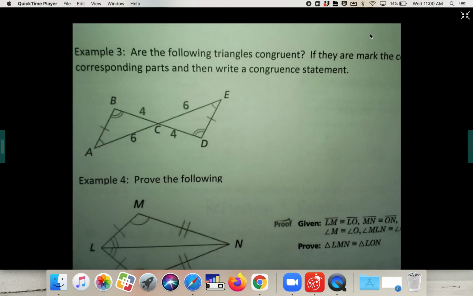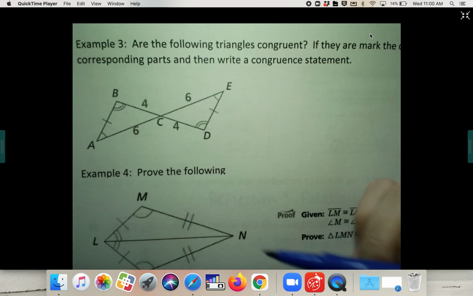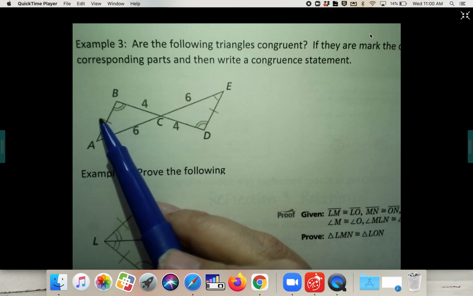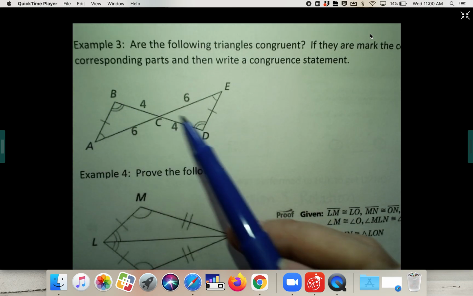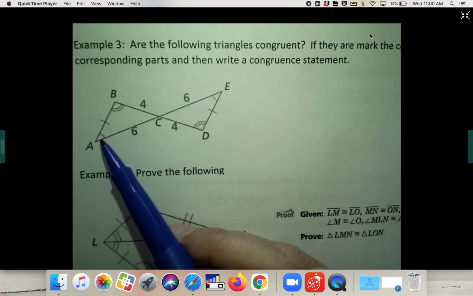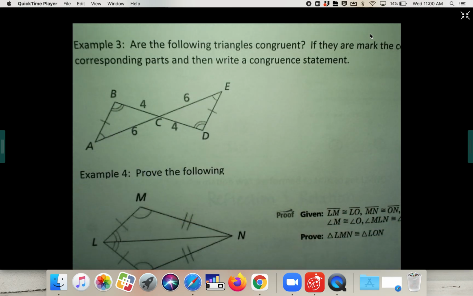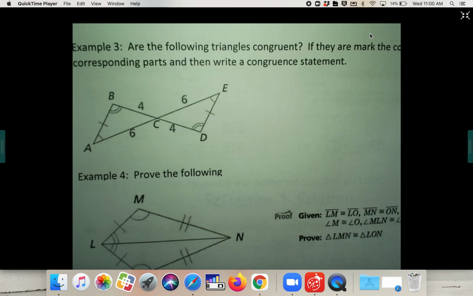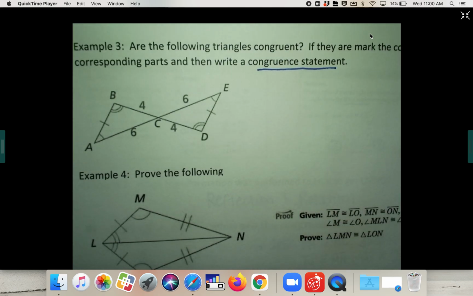Okay, let's turn it over to the back. So now we're going to actually start working our way into real proofs. Are the following triangles congruent? Mark it up. So I see that we have a single hash mark here and here, so these are congruent. I see that we have two arcs here and two arcs down here, so these two angles are congruent. And I see that we have a single arc here and way up here, so E and A are also congruent. So let's see if we can prove the other sides and angles are also congruent.